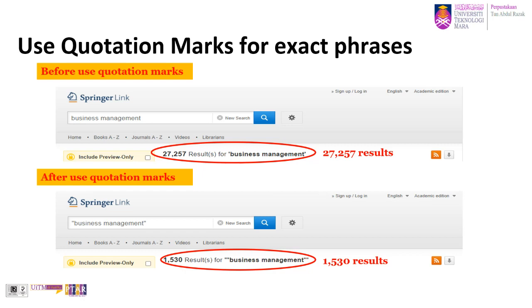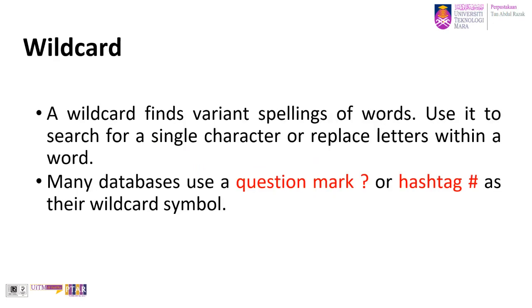system that you want the words exactly side by side. Okay, business management must be side by side, as in one phrase. So that's why it will eliminate other irrelevant articles. So you save more time. Okay.